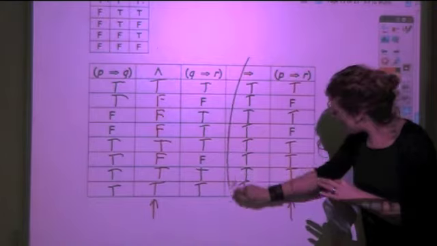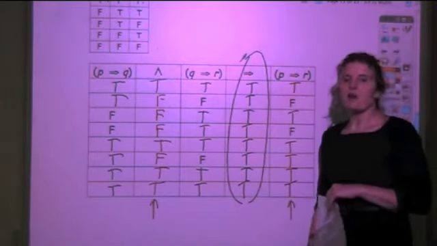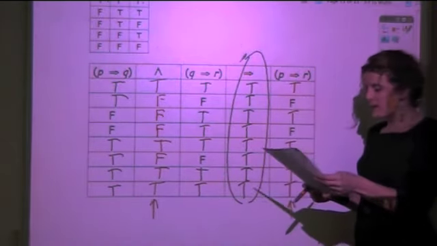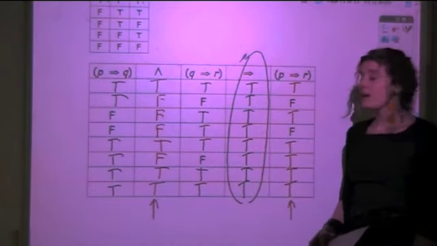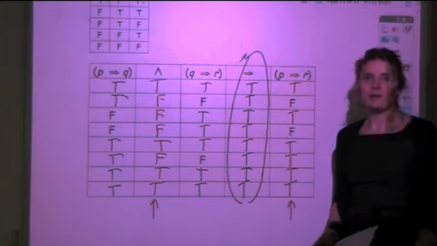Great, so what do we have? We've got a tautology. Everything is true in that final column, so that means the argument is logically valid. And if you can do that, you're going to be okay.